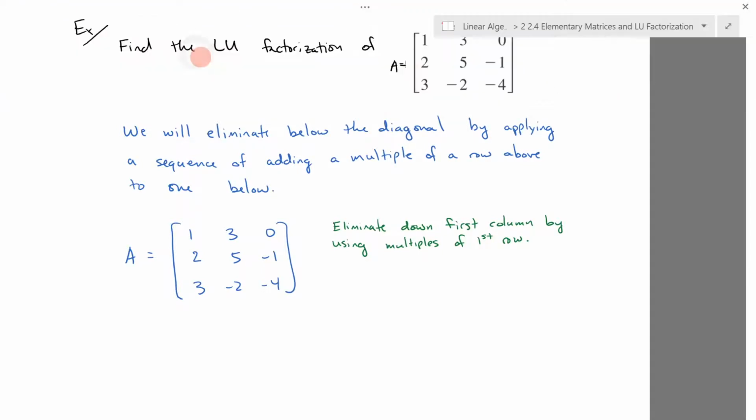As we're doing elimination, you should eliminate one column at a time, right? So first we'll focus on the first column. We're going to use the first row, and specifically the first entry in the first column, to try to eliminate below that entry. So these two entries are going to be eliminated by this entry here.